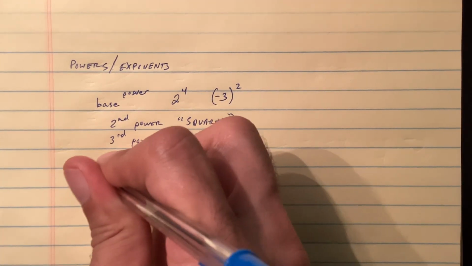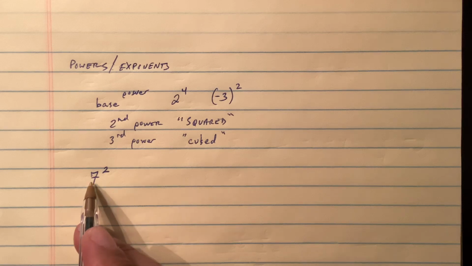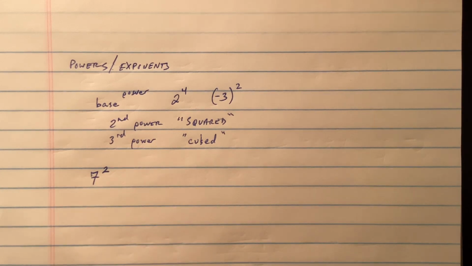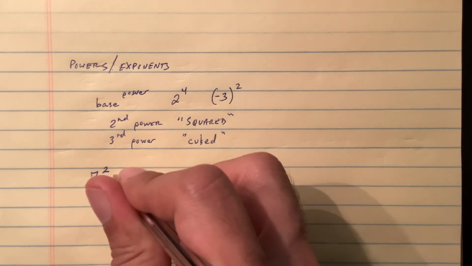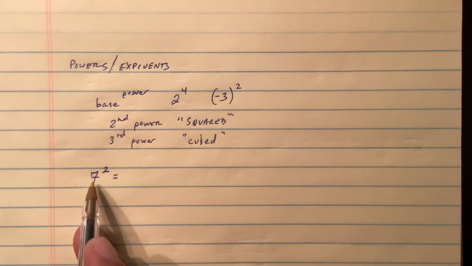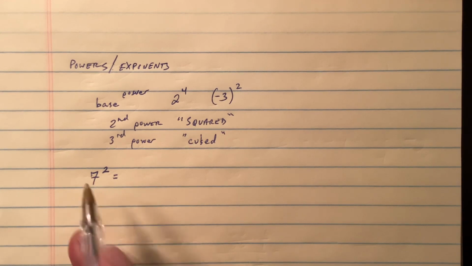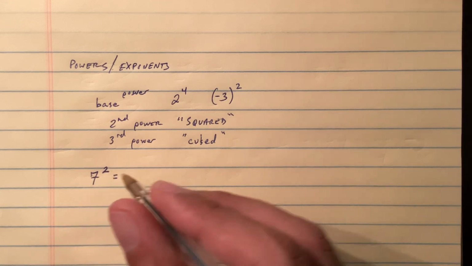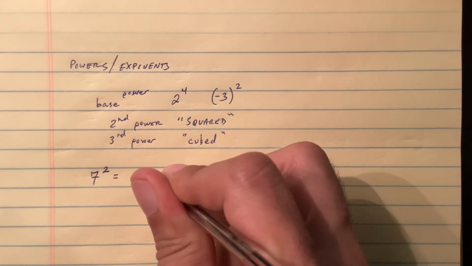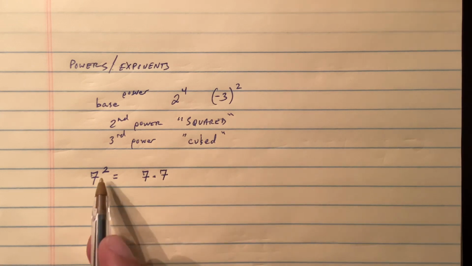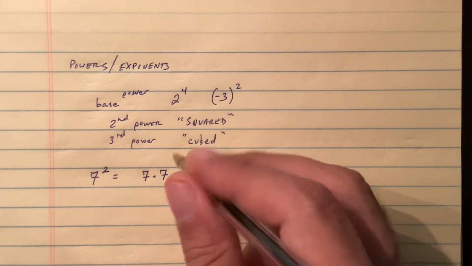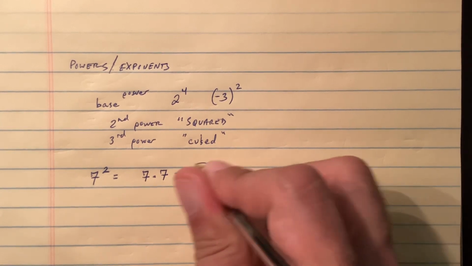Let's say we have 7 to the 2nd power. So 7 is the base, 2 is the power or the exponent. The way that we're going to handle exponents is we're going to multiply the base as many times with itself as the exponent says. So what do I mean by that? If it's 7 to the 2nd power, or 7 squared, we're going to multiply 7 with itself 2 times. So these are equivalent to each other, and we get 49.